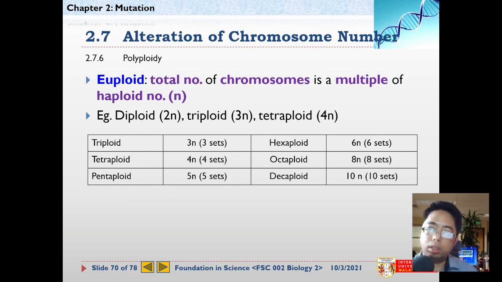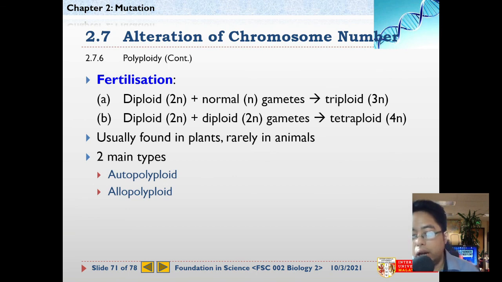Triploid, now you have 3 sets of chromosomes. Tetraploid, you have 4 sets of chromosomes. Even more, you have pentaploid 5, hexaploid 6, octaploid 8, decaploid which is 10. How does fertilization happen? You have a diploid fertilized with a normal n gamete, and you have triploid. A diploid fertilized with a diploid, now you have tetraploid.